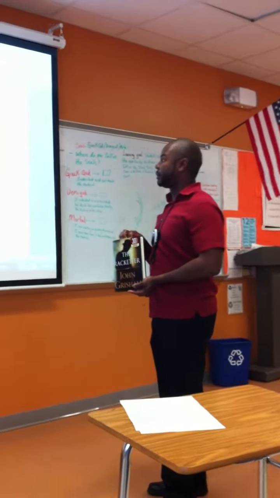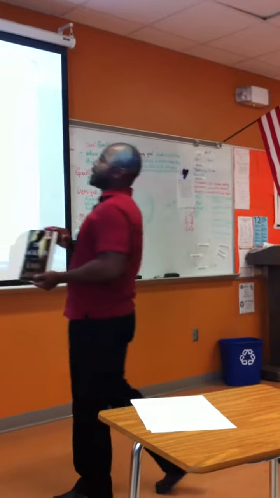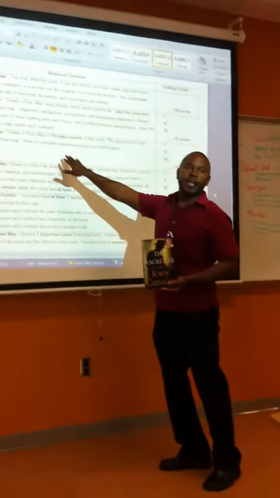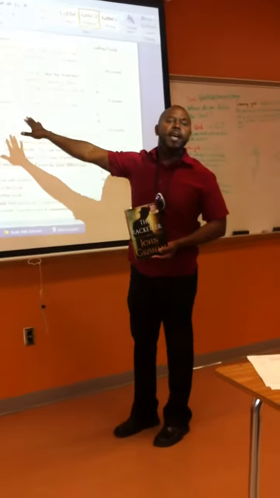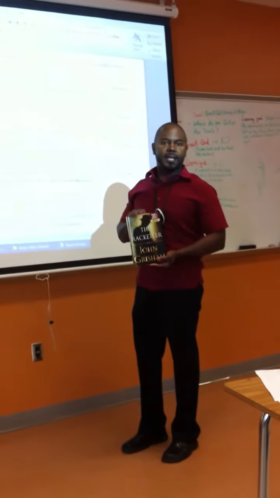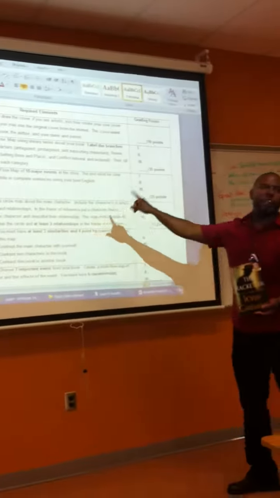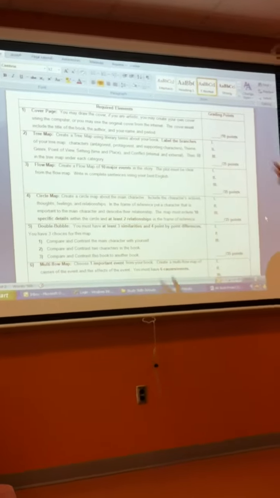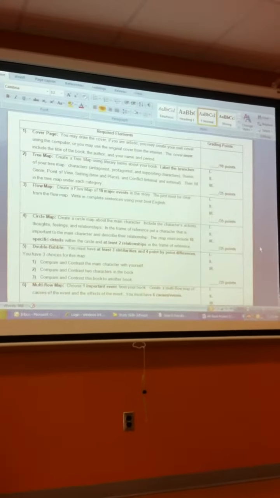Judge Fawcett being killed. Okay, so in The Racketeer, one of the major events is that the judge was murdered, okay? That's a major event that took place in this text. So that would be one of our 10 major events that everything would begin to sprout off from, okay? Moving on to the next section.